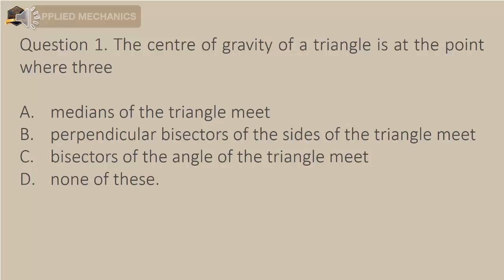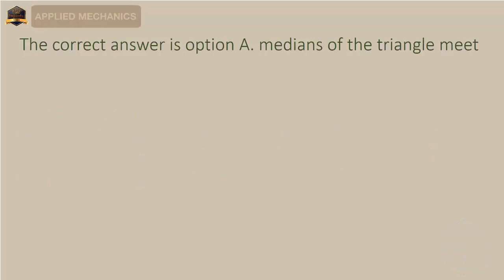Question 1. The center of gravity of a triangle is at the point where: a. medians of the triangle meet. b. perpendicular bisectors of the sides of the triangle meet. c. bisectors of the angle of the triangle meet. d. none of these. The correct answer is option A. Medians of the triangle meet.